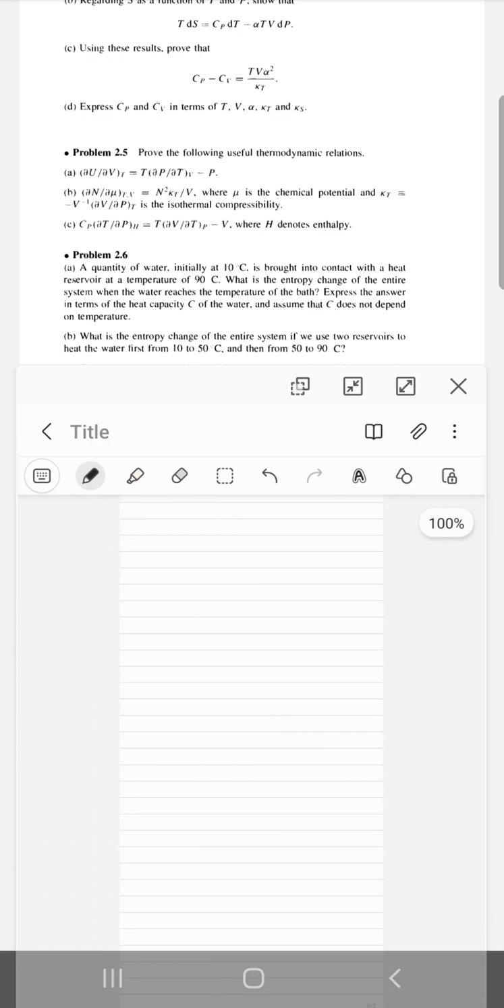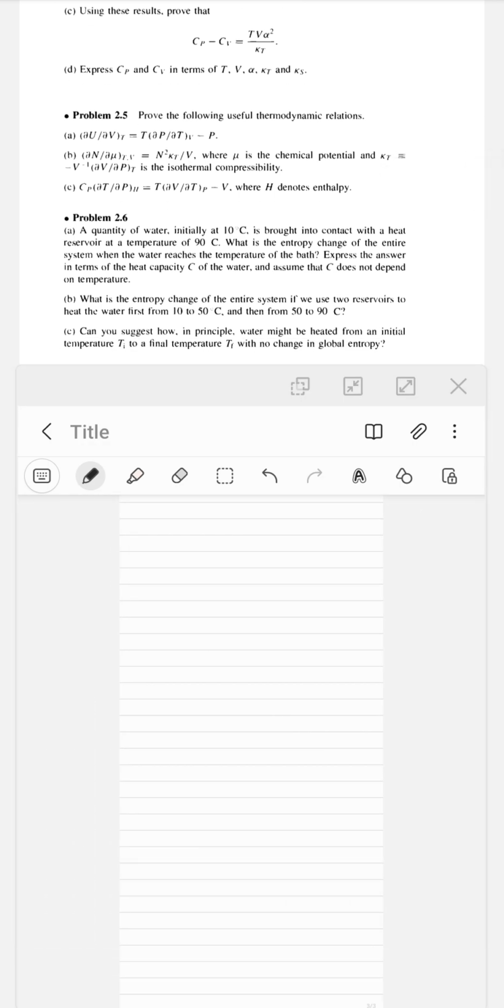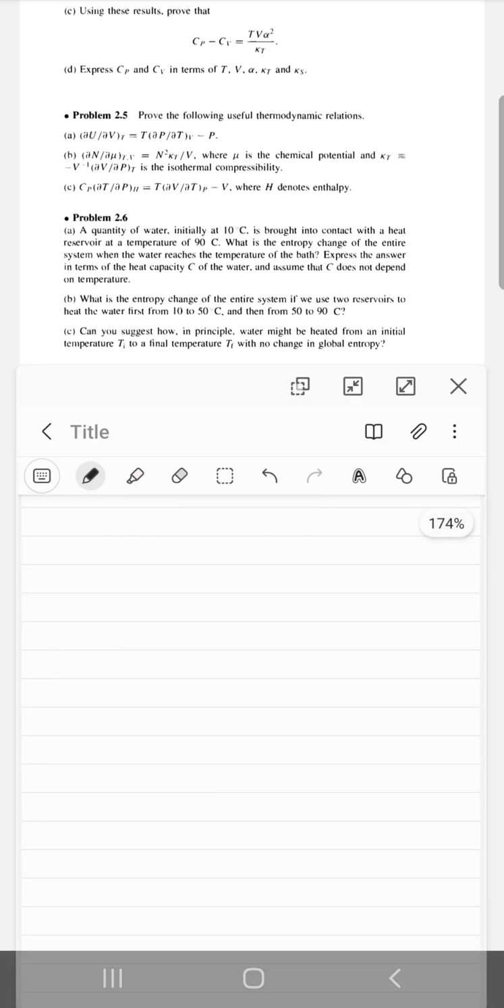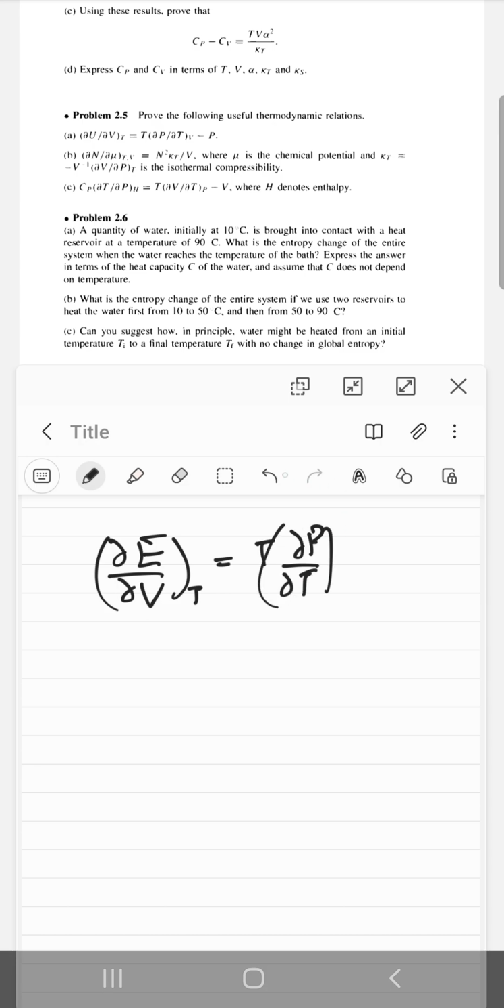Next, prove the following useful thermodynamic relations. Instead of energy, they're using U, but whatever. So partial U by partial V at constant temperature is temperature times partial P by partial T at constant volume, minus pressure. I'm going to write it using energy E, but you're free to do whatever you want. So partial E by partial V at constant temperature is equal to T partial P by partial T at constant volume minus P. That's weird. At constant temperature, huh? Isothermic. Yeah, that doesn't make sense at first.